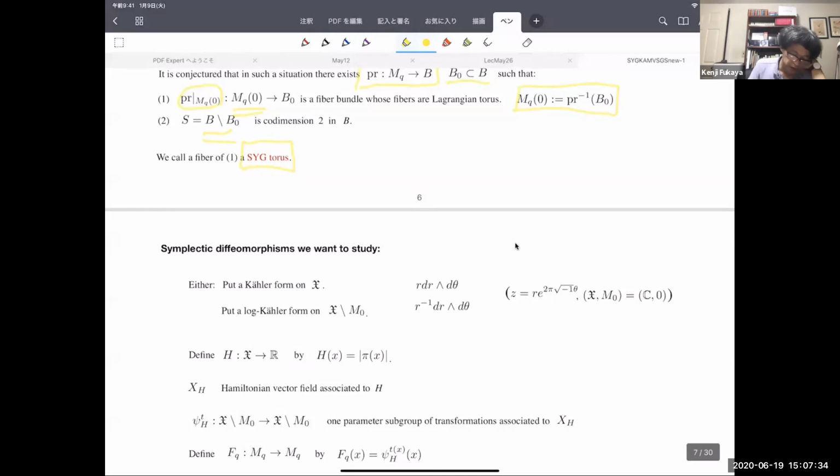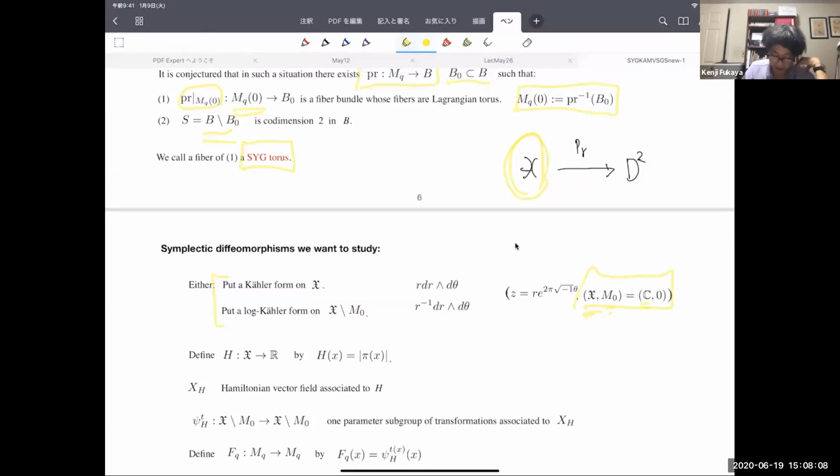So first, I want to put some Kähler form on this. We have a structure in our situation: we have this space and the projection to the disk, and on this total space I want to put some symplectic form. There are possibly two choices. One is just to consider some Kähler form on this total space, and the other is that we put a so-called log Kähler form.